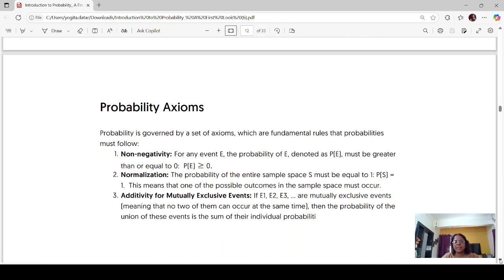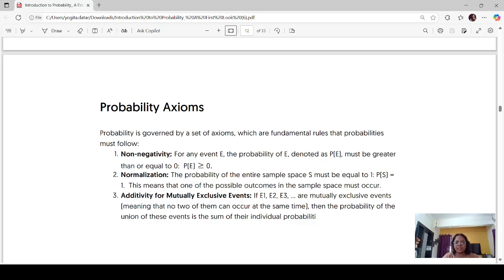Now, probability is governed by a particular set of rules. These are the fundamental rules, and these rules should be followed by probabilities. So, which are these rules? These rules are non-negativity. We have already discussed that the probability value lies between 0 and 1, both inclusive. It means the minimum value of probability is 0.